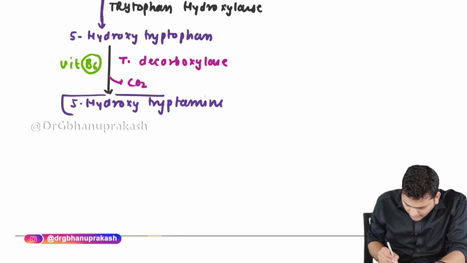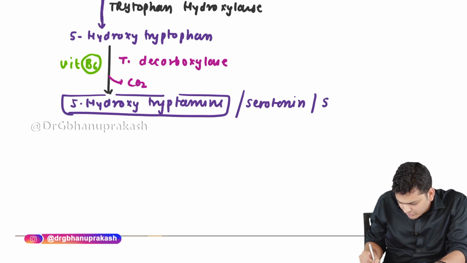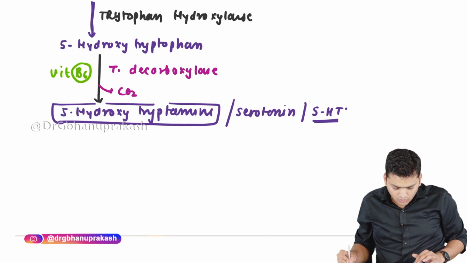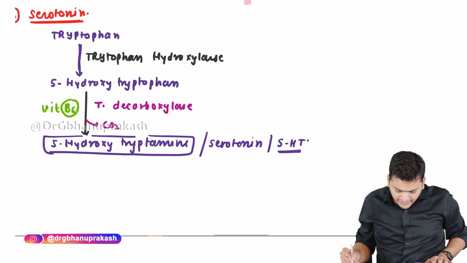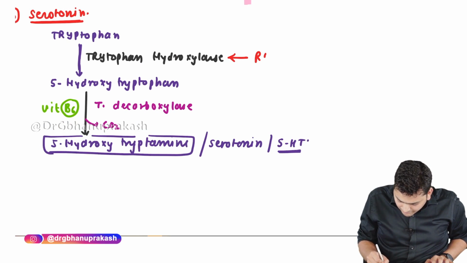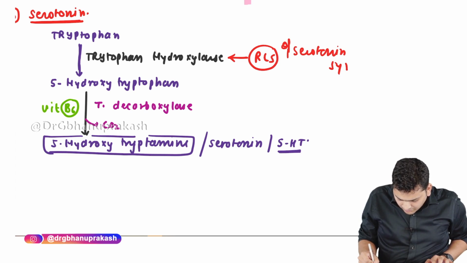5-hydroxy-tryptamine is the other name of serotonin. Sometimes it is also written as 5-HT, 5-hydroxy-tryptamine. Right. So this is how serotonin is synthesized. In serotonin synthesis, the point to be remembered is that the rate limiting step of serotonin synthesis is tryptophan hydroxylase.